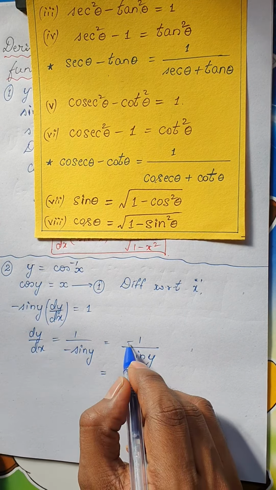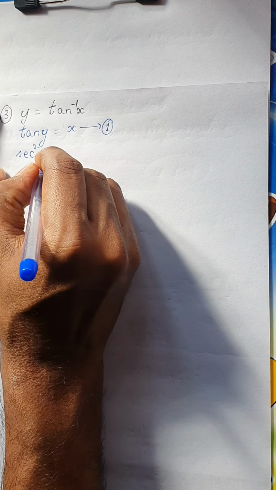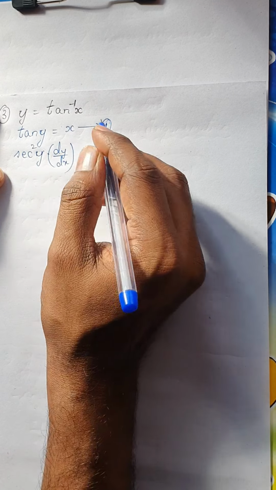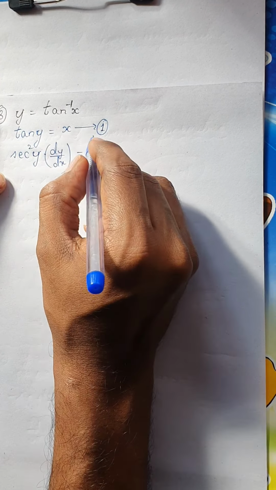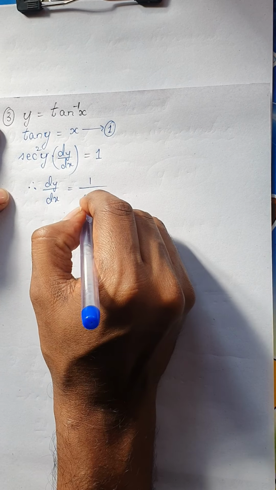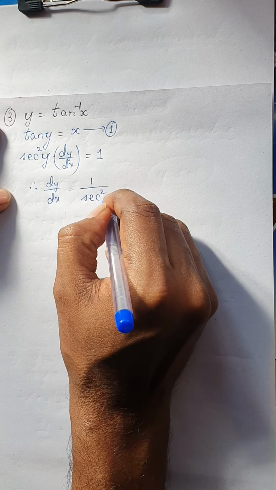Right. Friends, consider the third function, y is equal to tan inverse x. So if you apply tan on both sides, I'm going to get tan y is equal to x. I can take this equation as 1. Okay, now we all know what is derivative of tan. We know derivative of tan is secant square y into, because y is a function of x, dy by dx. This is nothing but, as in the previous case, the derivative of x is 1. Okay, therefore dy by dx is nothing but 1 divided by secant square y.